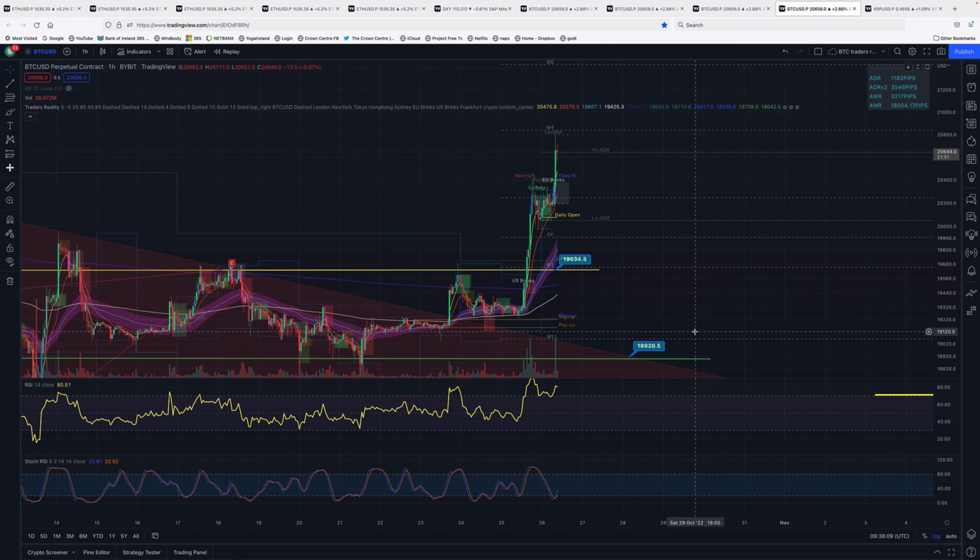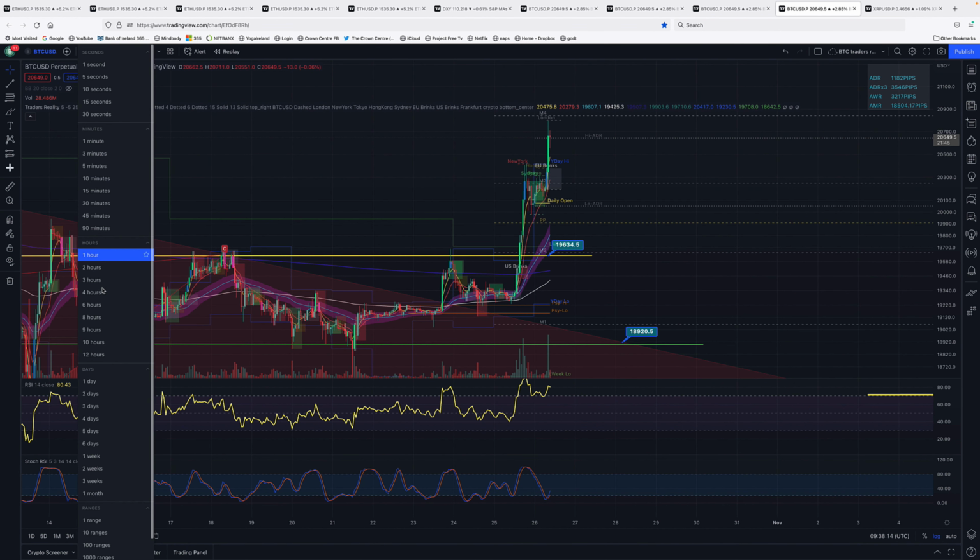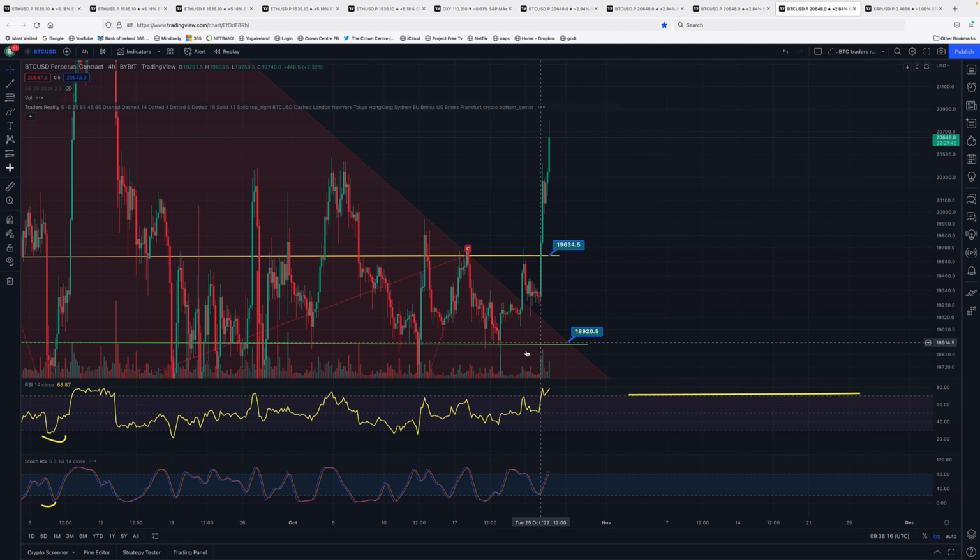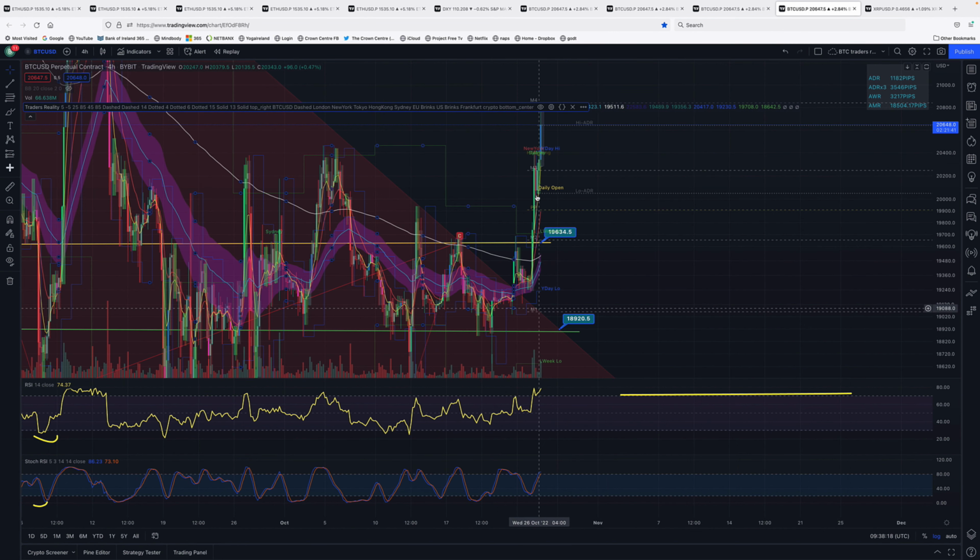The RSIs will need to reset. This lift is not sustainable as is. On the 4 hour, it's not a sustainable lift in its verticality. It's way too vertical to keep going up like that. I hope that answers the question.